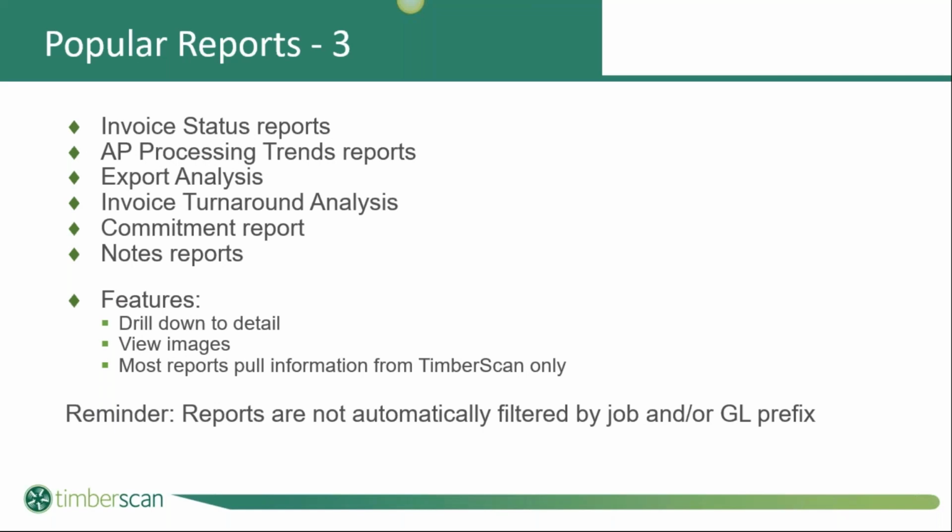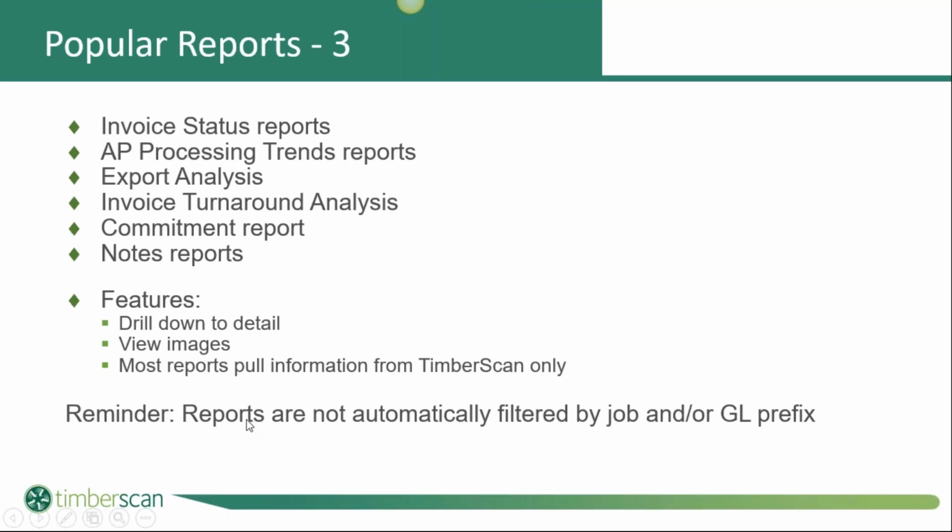Let's look at some of the reports. So we've looked at the inquiries. We're going to look at a couple reports. Some of the popular ones are the invoice status reports, AP processing trends, export analysis. Some of the features of the status reports is you can drill down to detail, also view your images. Most of the reports are going to pull information from TimberScan only. We have some that pull from both Sage and TimberScan.